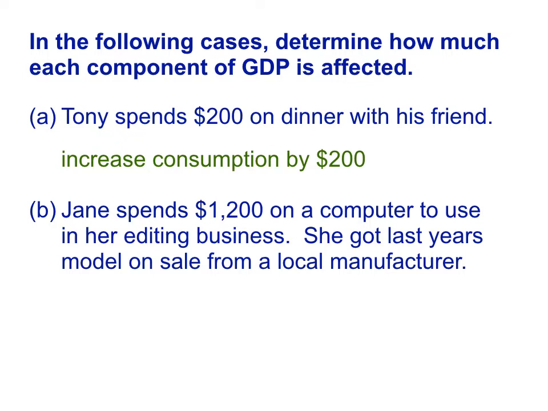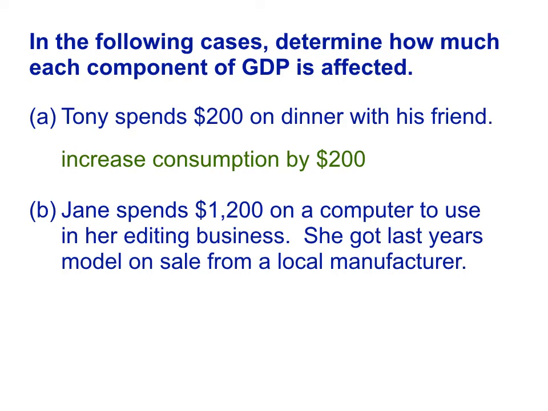Jane spends $1,200 on a computer to use in her editing business. She got last year's model on sale from a local manufacturer. So this one's a tricky one because we have to look at 2 years worth of GDP. So the first thing that we want to notice, we want to think about our definition, right? Remember, GDP is about production of goods and services within a given time period. In this case, we look at the year. And we're looking at, of course, those final goods and services.